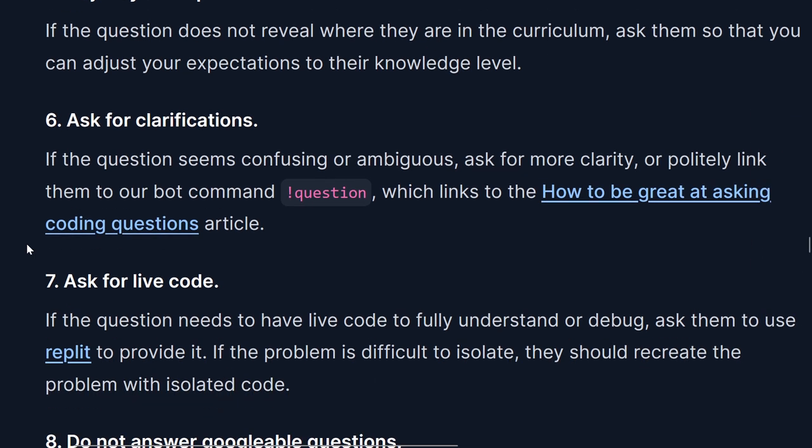Sixth, ask for clarifications. If the question seems confusing or ambiguous, ask for more clarity or politely link them to our bot command, exclamation mark question, which links to the how to be good at asking coding questions.